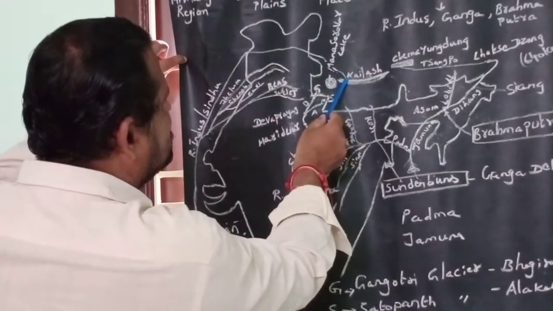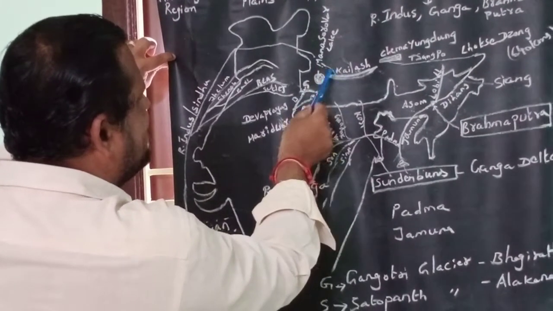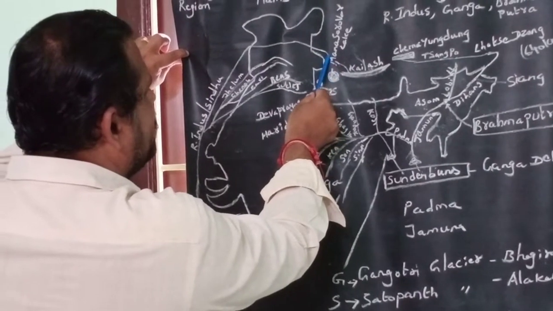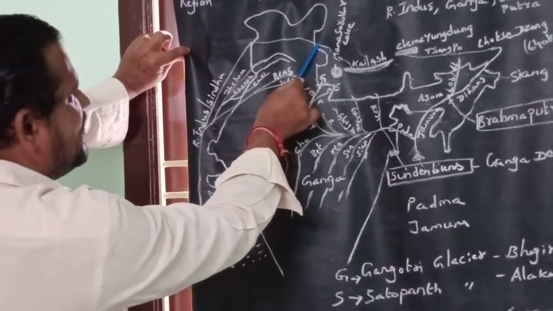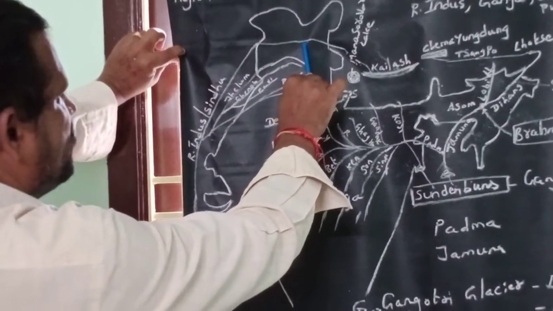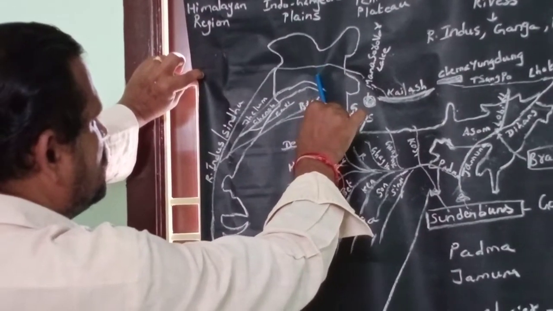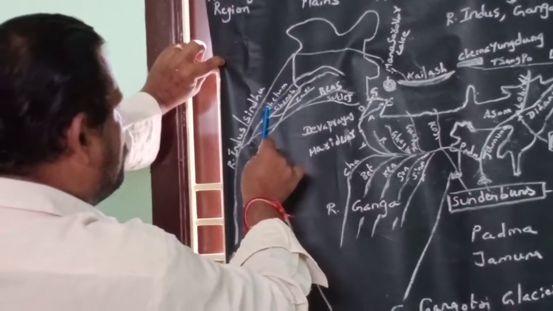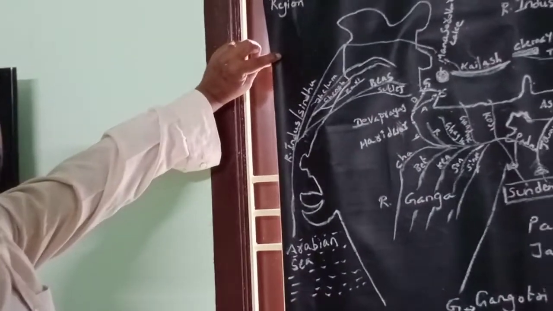So from the Kailash range in Tibet, the Indus River originates. From the Kailash range, Indus River takes birth and flows in Tibet for a few kilometers. Then it enters India, in Jammu and Kashmir state. From there, this river Indus flows in Himachal Pradesh state and Punjab state. It enters Pakistan. At last it reaches the Arabian Sea.